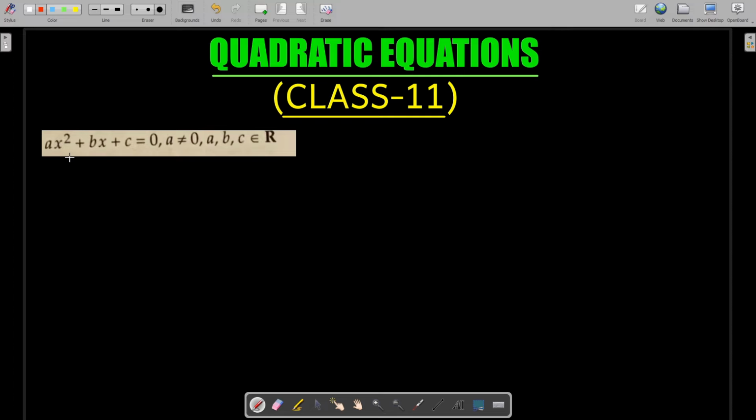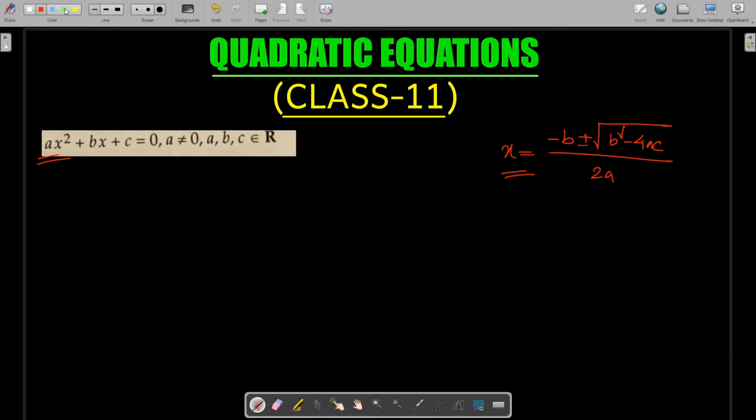So if an equation is given in the form of ax square plus bx plus c equals to 0, we can easily find the roots using the formula x equals to minus b plus minus root over b square minus 4ac by 2a. So the first thing we're going to do today is we'll try to do the derivation, like how do we get this formula. Okay, so we will do that using this equation.